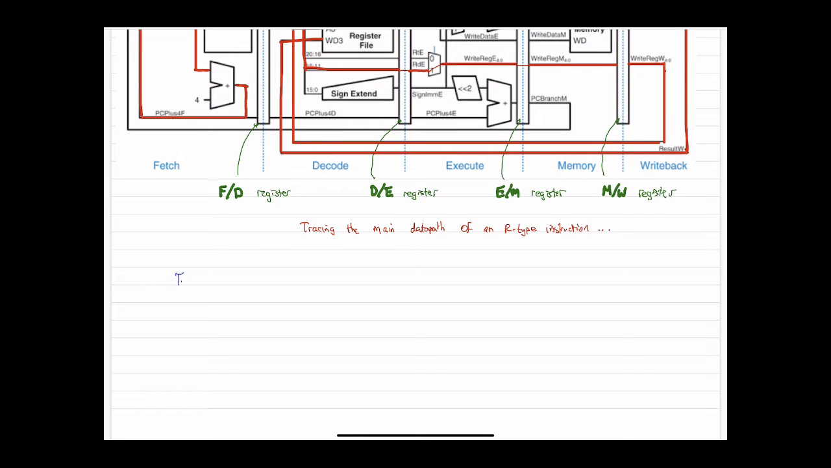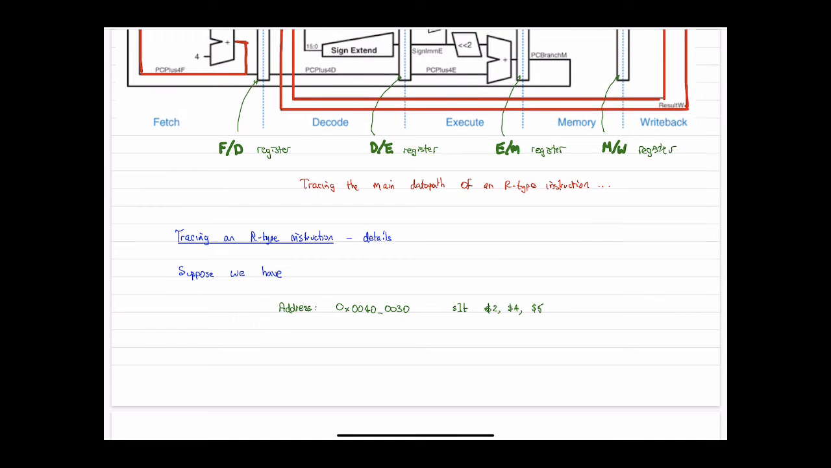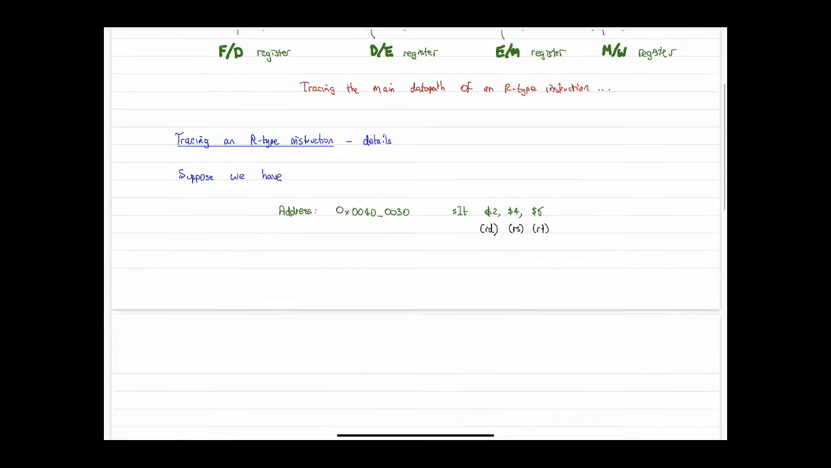Okay, so let's now examine the same thing for an R-type instruction in a little more detail. Let's talk about individual signals and such. Okay, so let's say, for example, we have an SLT instruction, and let's place it at an address in the text segment at 400030. So it'll be a set on less than instruction, and the three registers we'll be using, 2, 4, and 5. So the first one, 2, is the destination register, and then 4 and 5 are the two source registers.